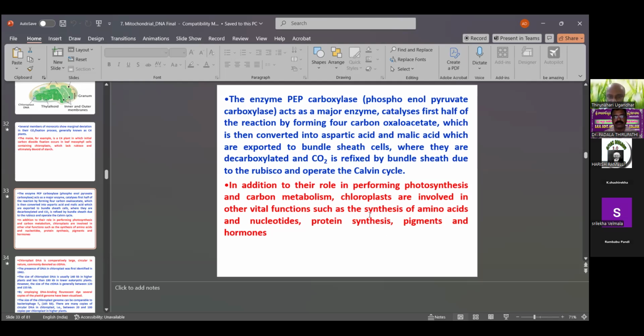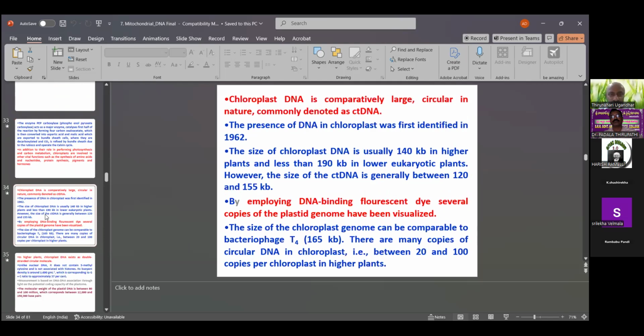In addition to their role in photosynthesis and carbon metabolism, chloroplasts are involved in other vital functions, such as synthesis of amino acids and nucleotides, protein synthesis, pigments and hormones. So these all depend on the nature of Rubisco. Then the chloroplast DNA is a comparatively large circular molecule, commonly denoted as ctDNA.